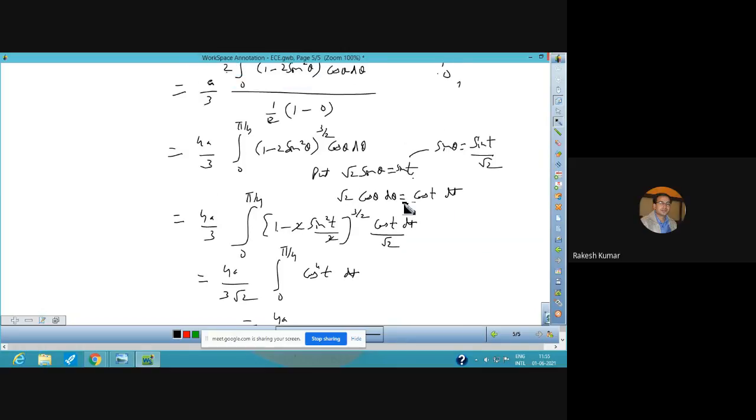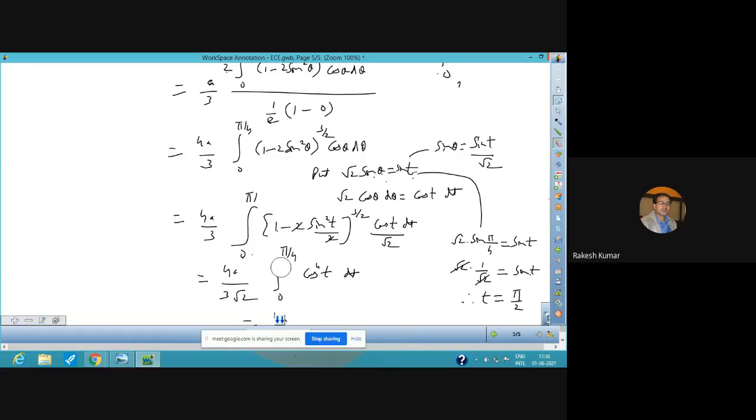One correction is there. When we changed the variable, just see, theta has been changed to t, so the limits will also change. So when theta is 0, t will be 0. There is no doubt about that. But when theta is pi by 4, you can use here square root 2 into sine pi by 4 is equal to sine t. So square root 2 sine pi by 4 is 1 over square root 2, that is sine t. So this is 1. Sine t comes out to be 1. Therefore, the value of t should be pi by 2. It means the upper limit will change here.